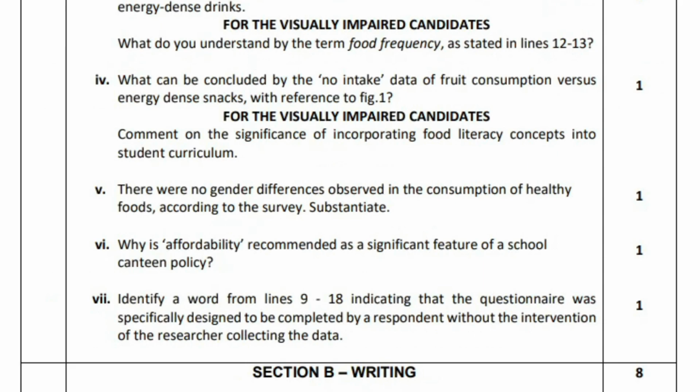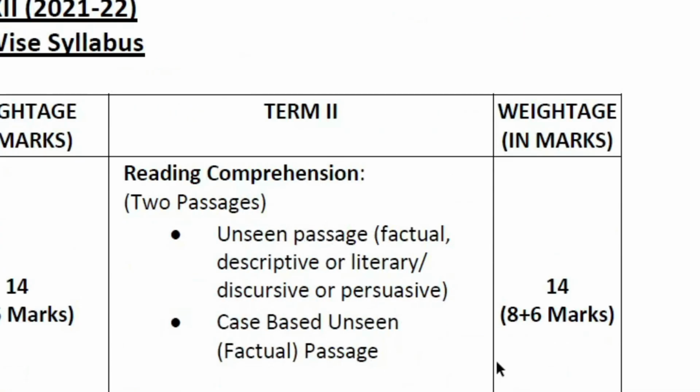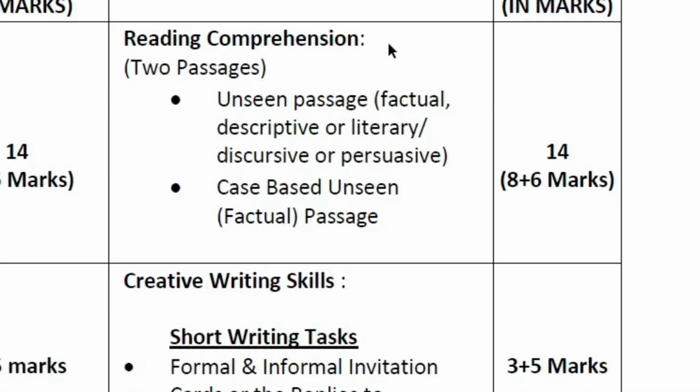So this is about reading comprehension. First, 14 marks for reading comprehension. Now simultaneously let us open the term 2 English exam pattern supplied by the CBSE earlier. Scroll down to class 12. So here, reading comprehension: unseen passage, factual, descriptive or literary, or discursive or persuasive passage. The first one will be like that, and the second one is a case based, unseen, factual passage. So the second passage is case based, and it is for 6 marks.